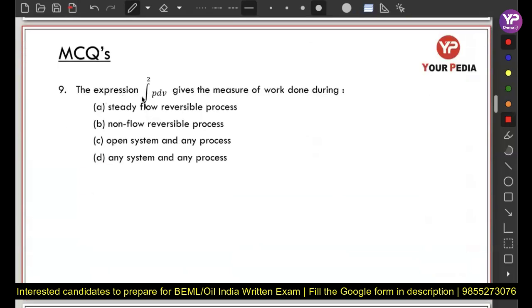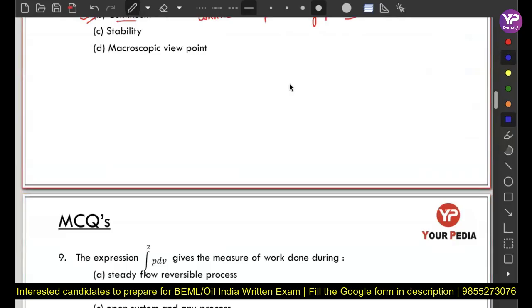Okay, the expression integration of 1 to 2 pdv gives the measure of work done during a steady flow, non-flow, reversible, open system, any system? First of all, let us talk about the energy interaction. At the start of the lecture, I told you that in thermodynamics we have to study the energy interaction. When we talk about energy interaction, I am talking about the transfer of energy through the boundary. Energy transfer through the boundary may take place in two ways: the first is the heat interaction, the second is the work interaction.